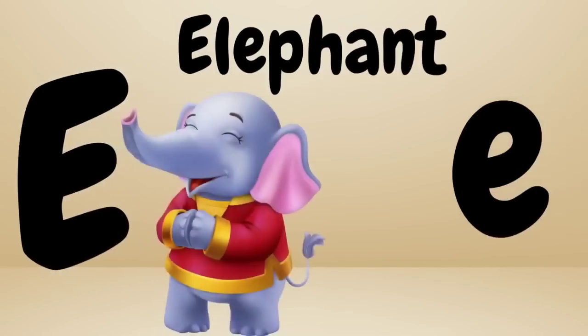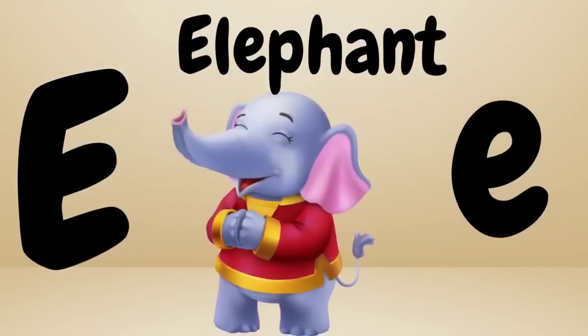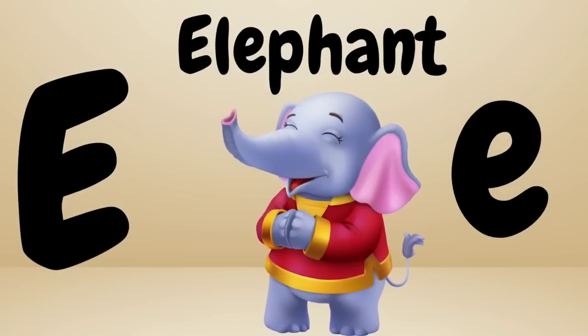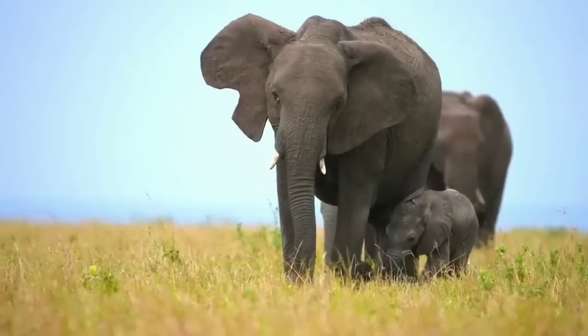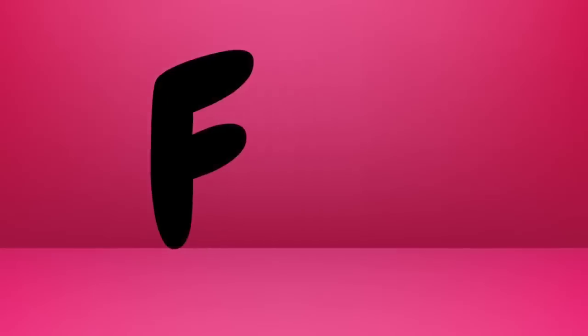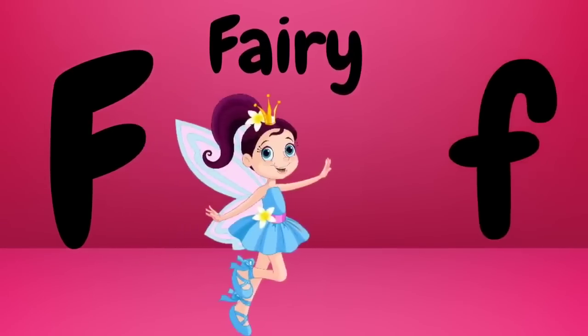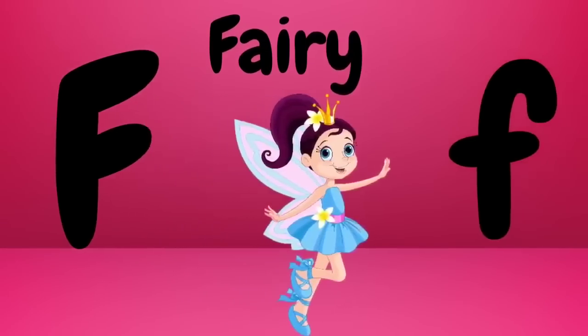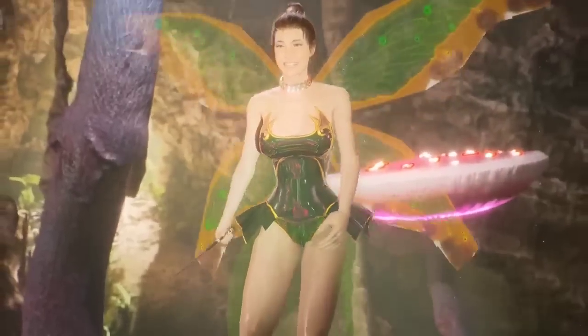E is for elephant, elephant, elephant. This is an elephant, elephant, elephant. F is for fairy, fairy, fairy. This is a fairy, fairy, fairy.